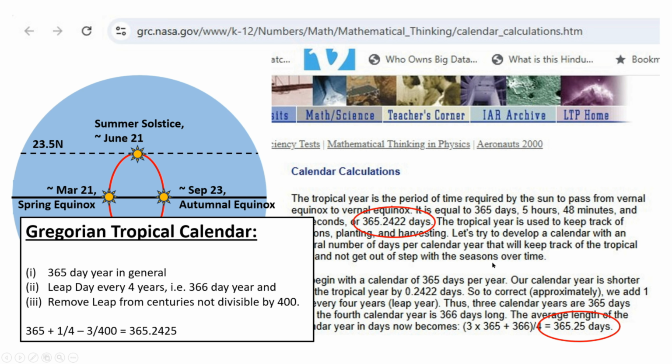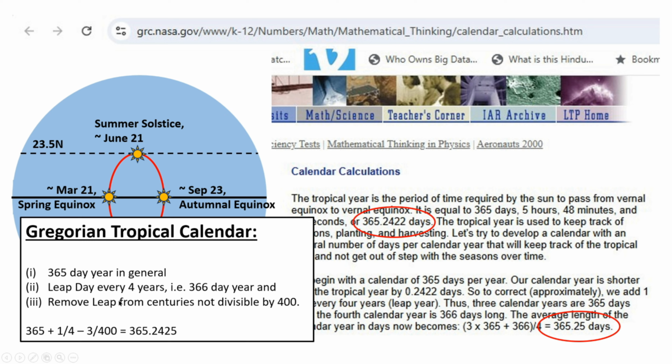But in order to reduce this from 365.25, we leave the leap day only when the century is divisible by 400, and the rest of the centuries which are not divisible by 400, the leap day is removed. They'll have only 365 days.